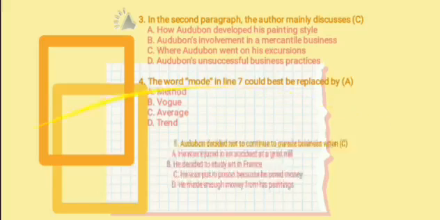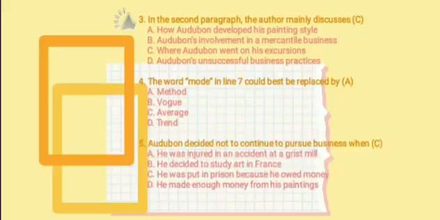And the next, Audubon decided not to continue to preserve his business when blah blah blah. So in this number 5, we have to scroll the text above. Here, in the second paragraph, the last sentence ends with when he was in prison because of debt, so the correct answer is C.